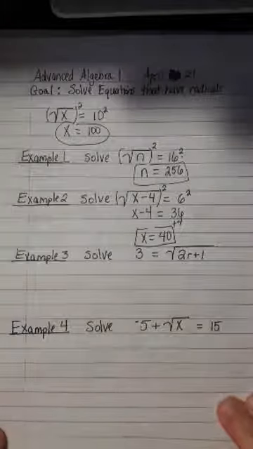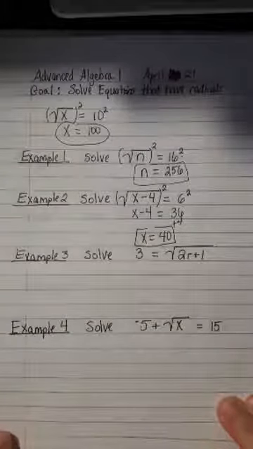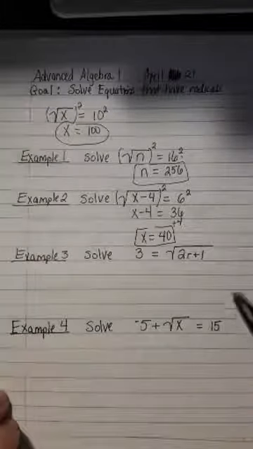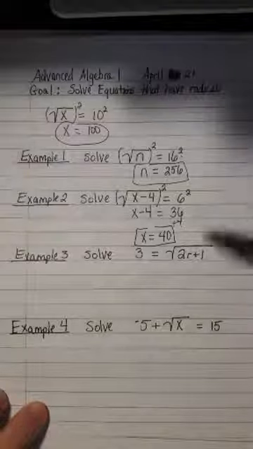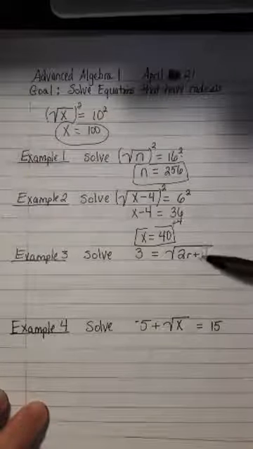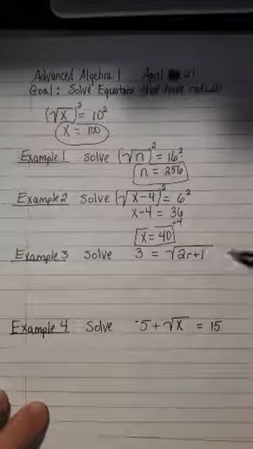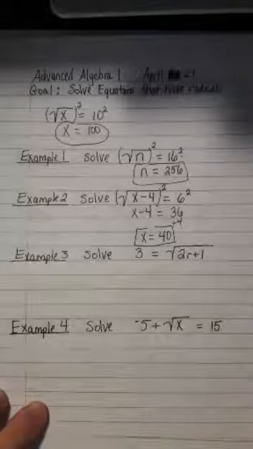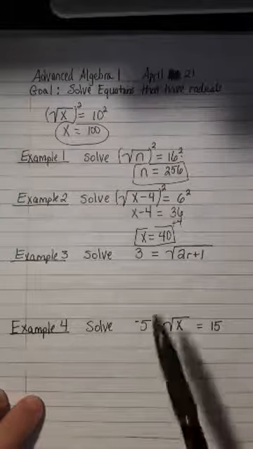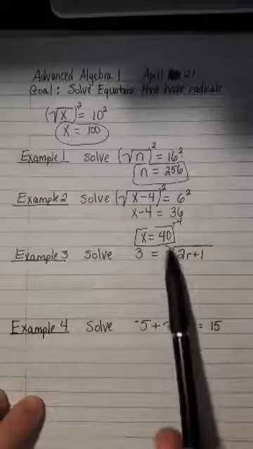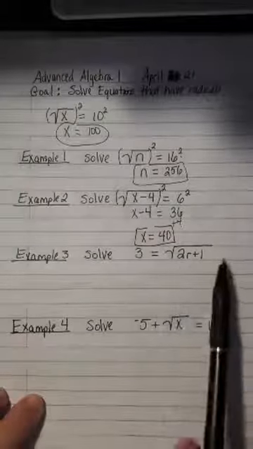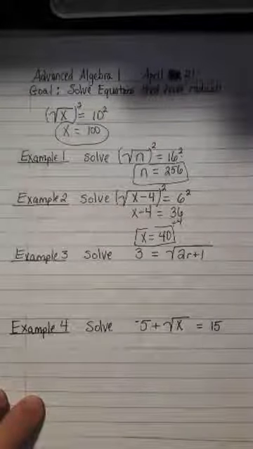All right. Example 3. We have 3 equals the square root of 2r plus 1. And it's the same thing as the last example. I just switched up and made sure, if the square root's on the right side, what to do.